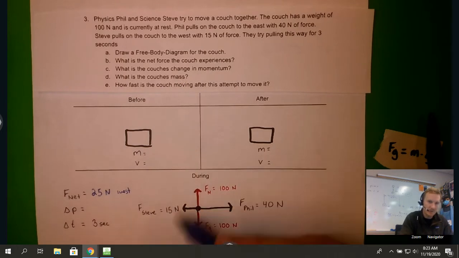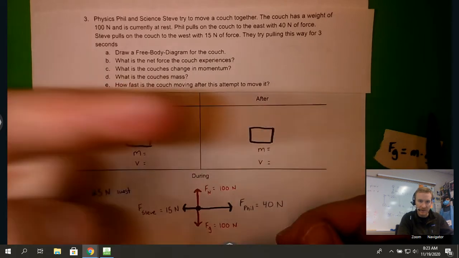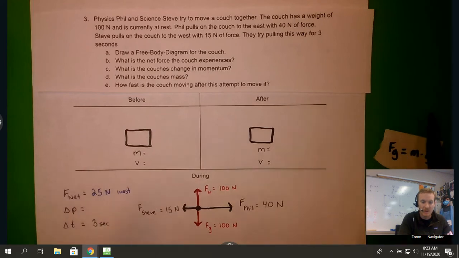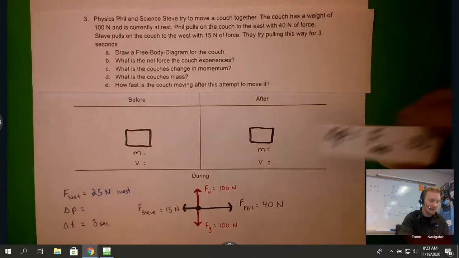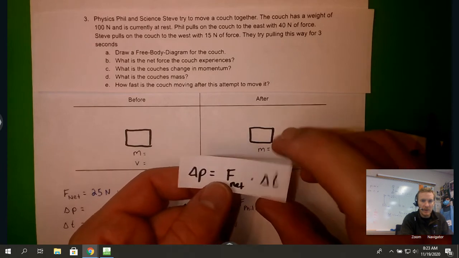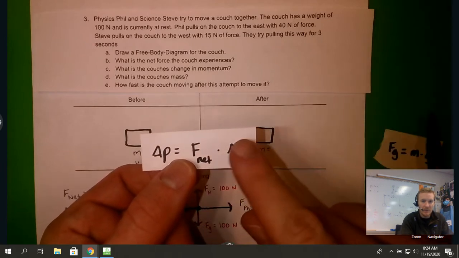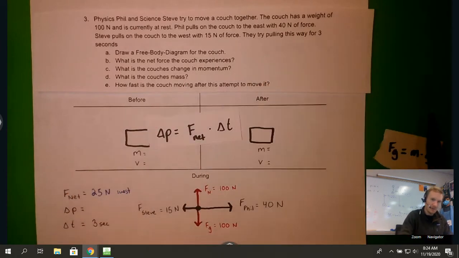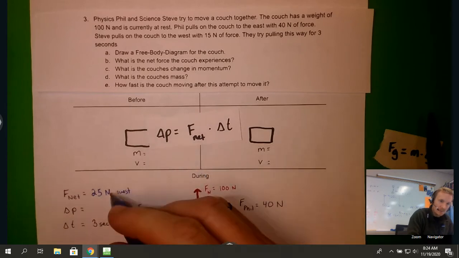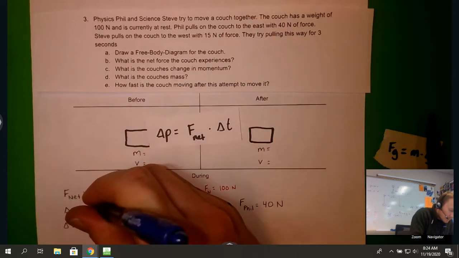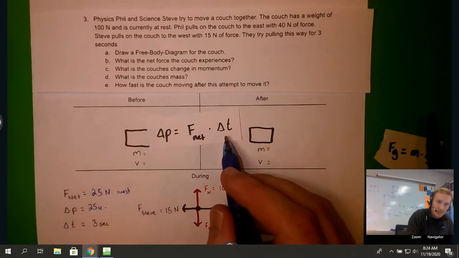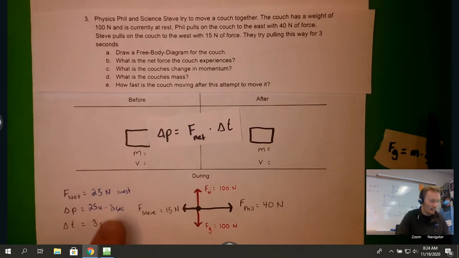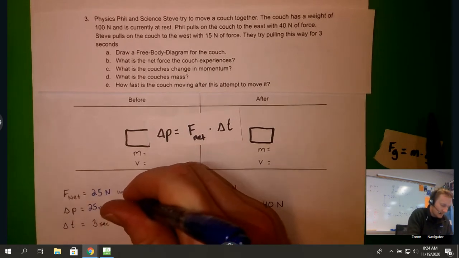Okay, we know that if we're experiencing a net force going in the eastward direction, this couch is going to experience a change in motion, a change in momentum. So we can calculate the change in momentum by using the net force and the amount of time that it's been applied. Our net force is 25 newtons, and then we're going to multiply it by the change in time, which was 3 seconds.